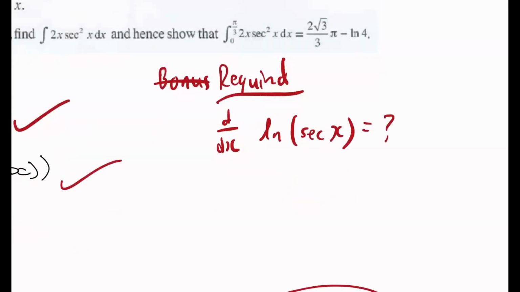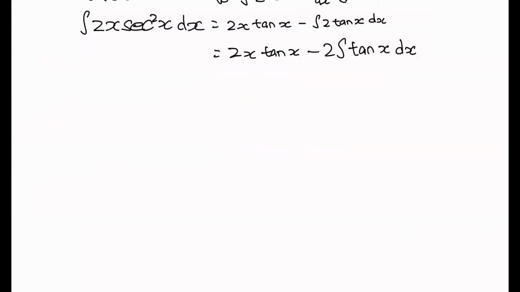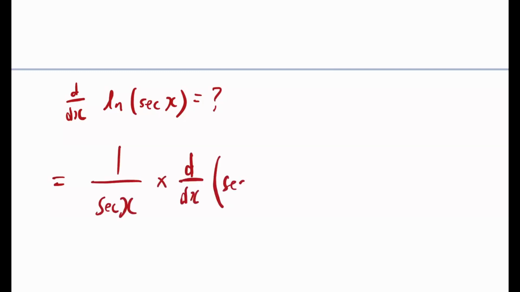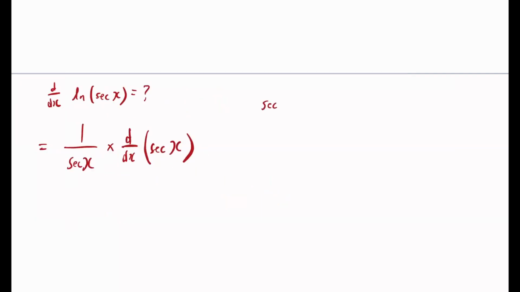Let's do it together. Let me add a new page. Differentiate ln of secant x. This means that you need to differentiate ln, you get 1 over secant x. Then after that, you differentiate secant x, right? So how do you differentiate secant x? What is secant x? Secant x is 1 over cosine x. Good. So you can also rewrite it as cosine x to the power of -1.